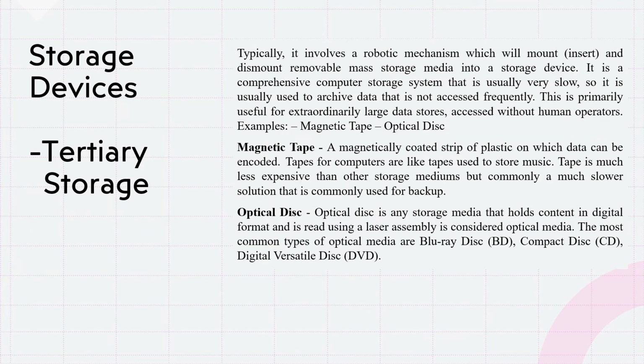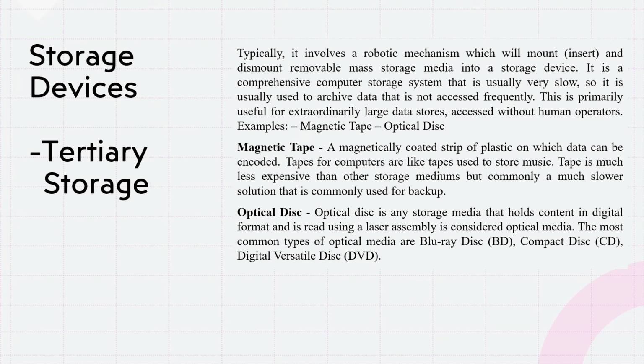We now come to something known as tertiary storage. Typically, it involves a robotic mechanism which will mount or insert and dismount removable mass storage media into a storage device. It is a comprehensive computer storage system that is usually very slow, so it is usually used to archive data that is not accessed frequently. This is primarily useful for extraordinarily large stores accessed without human operators.